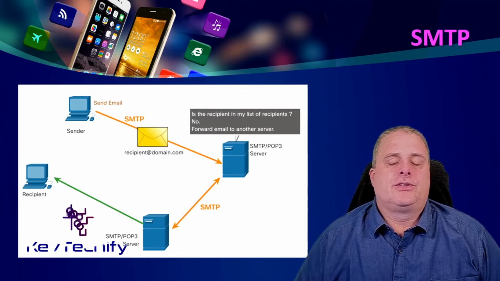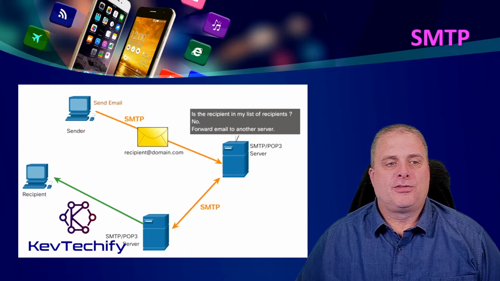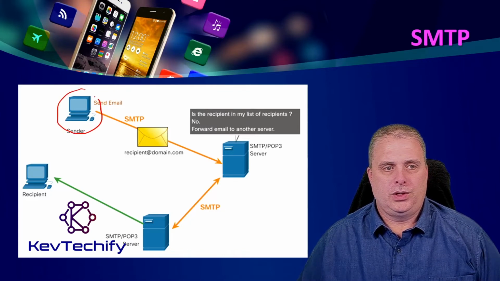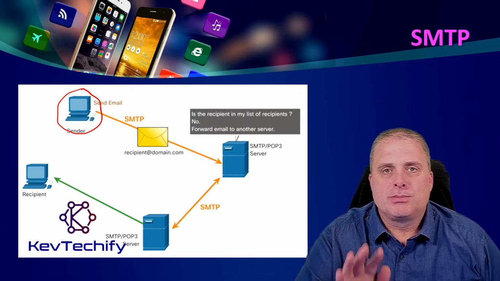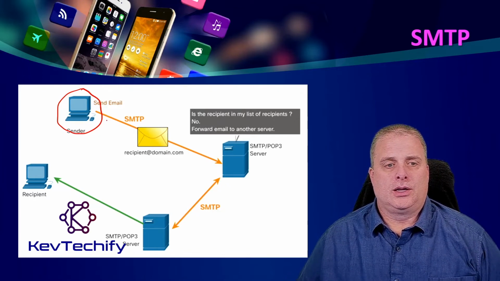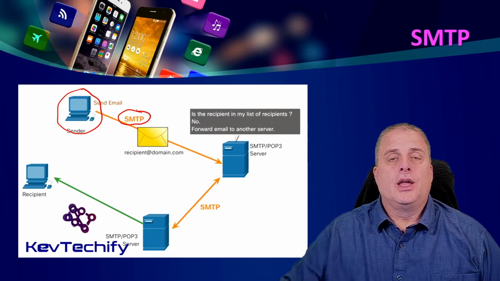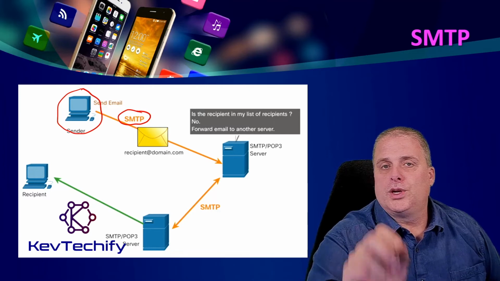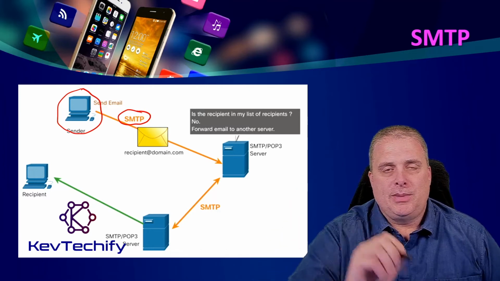SMTP, Simple Mail Transfer Protocol, is responsible for getting email from the sender. So when you type up your email on your device, computer, laptop, smartphone, you send it to your email server. That's where we use the Simple Mail Transfer Protocol. It's responsible for getting it from the originating device to its email server.